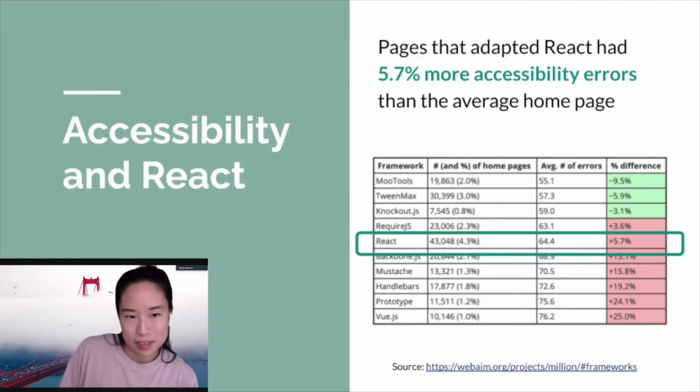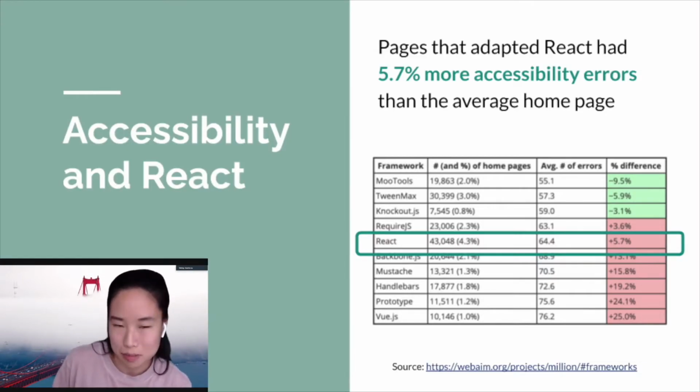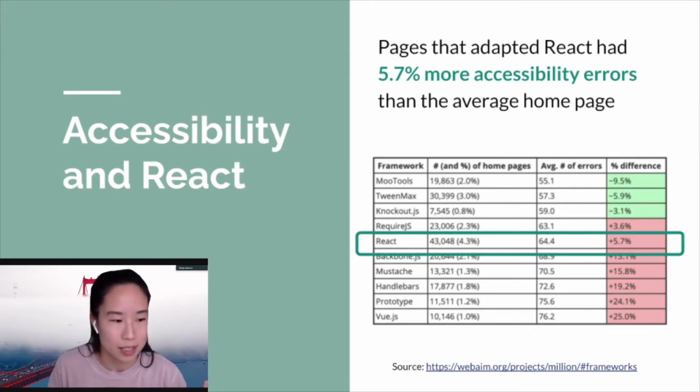So it's interesting to think about accessibility in React. There was a study done earlier this year by WebAIM, an organization that is considered an authority on web accessibility. In their study, they looked at the top 1 million websites and what technologies they use and how those choices affected accessibility.